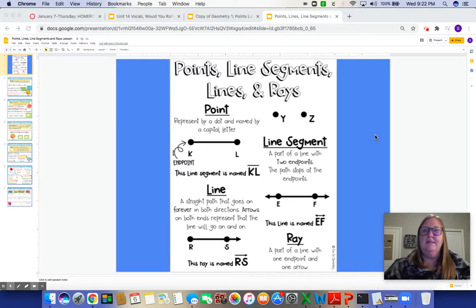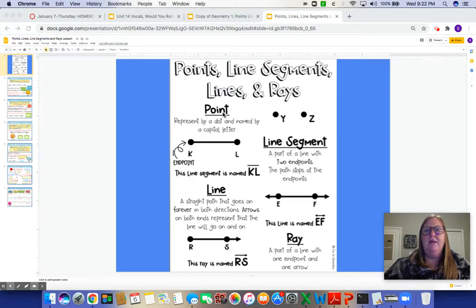Points, line segments, lines, and rays. Oh my! All the things we're going to talk about today for math. All of these words are geometry words, and we're going to talk about each one of them in more detail. But this is the anchor chart that I'm going to have you refer to when you do your practice today. And so I just wanted to go over it very briefly, and then we'll go into more detail.